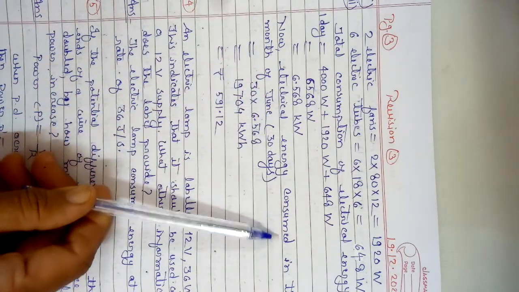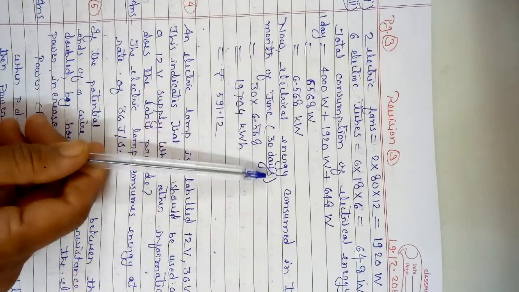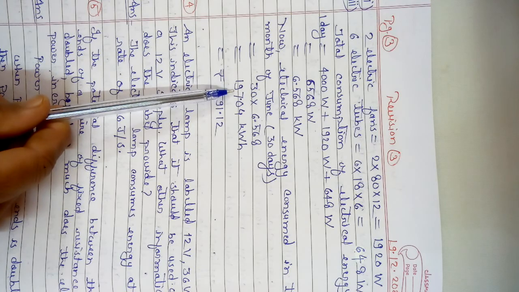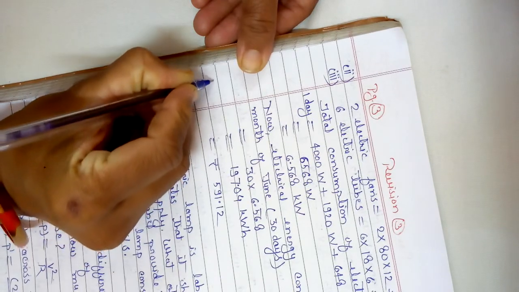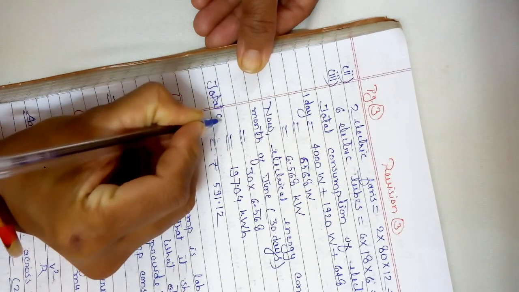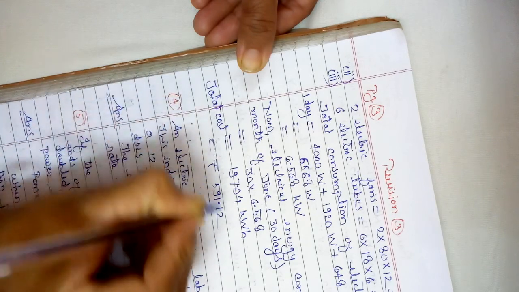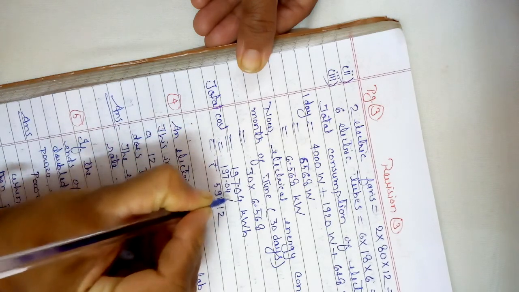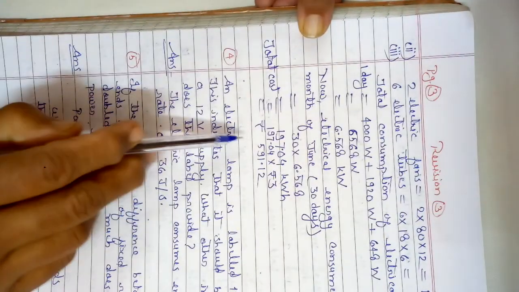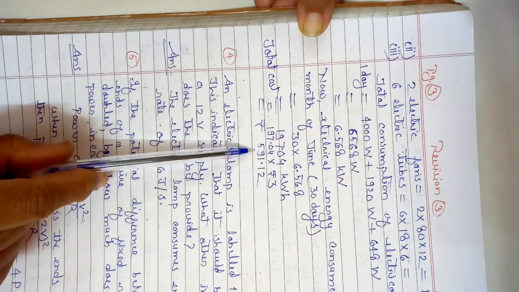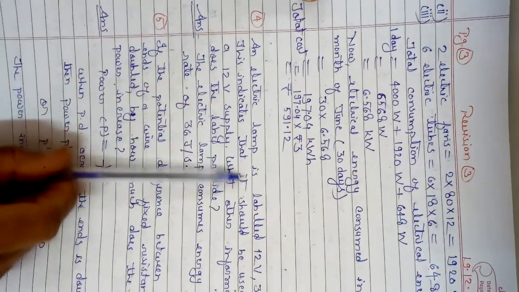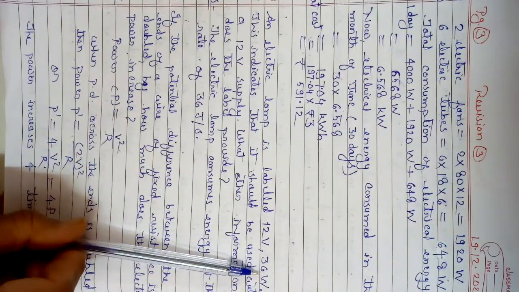Now electrical energy consumed in the month of June, since it is of 30 days, will be multiplied by 30, which gives us 197.04. And when it is multiplied by the rate, the total cost will be 197.04 into rupees 3. So the electricity bill will be rupees 591.12.